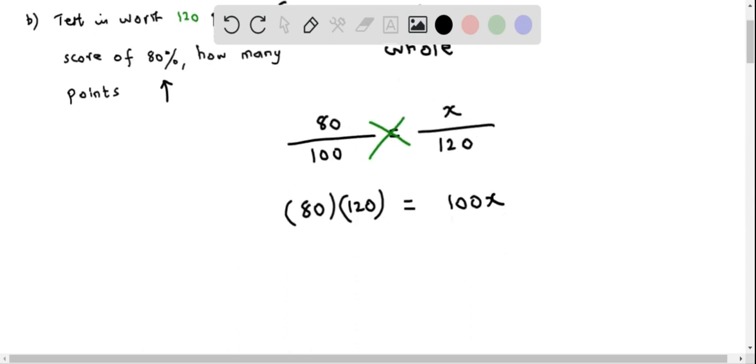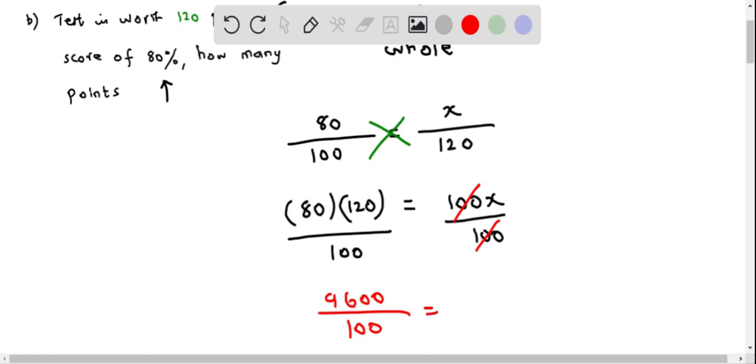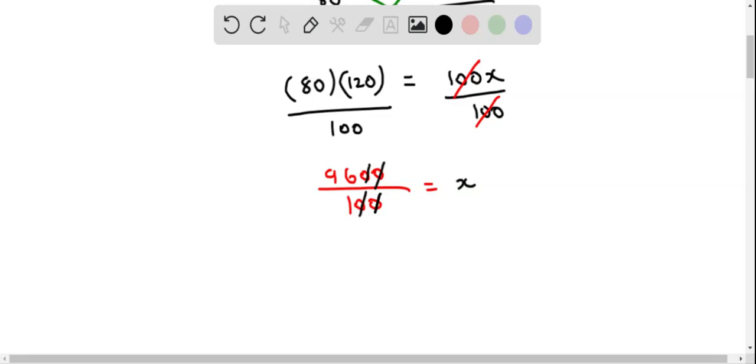Now to solve for x, we divide both sides by 100. You see that this 100 will get cancelled. So we have 80 times 120, which equals 9600, divided by 100. So this equals x. We can cancel the ending zeros. Therefore, we see that x equals 96.